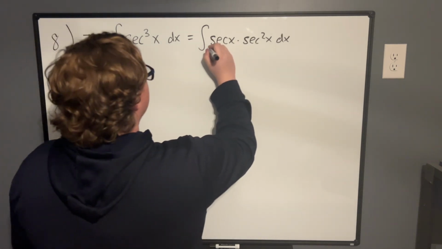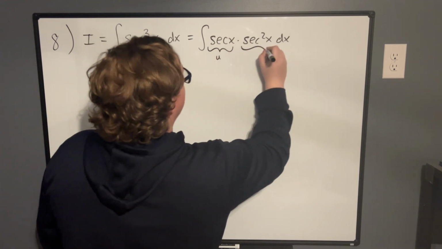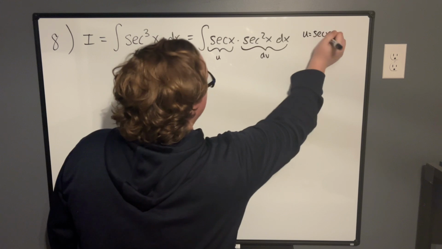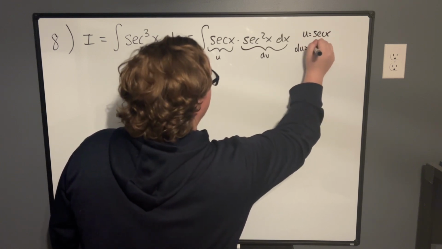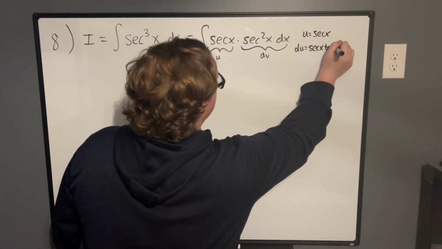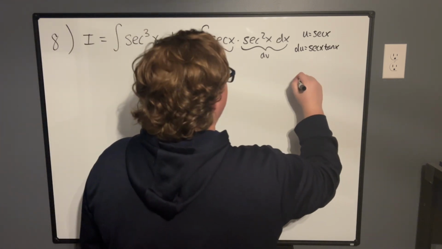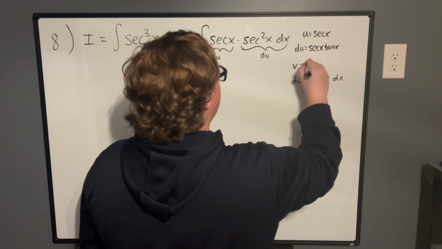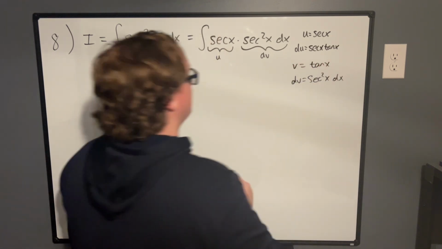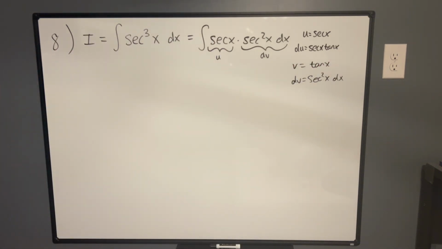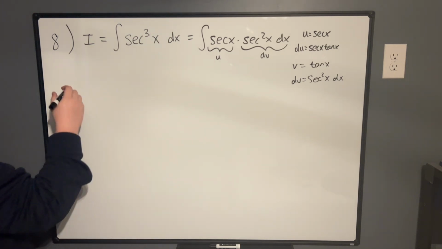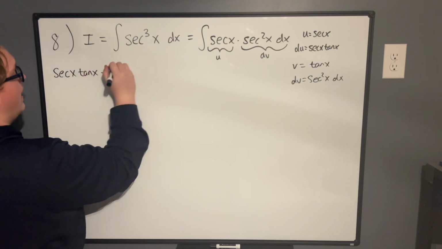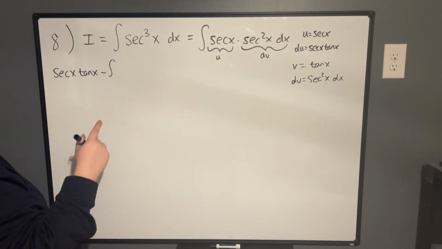So we set this to be our u, we set all of this to be our dv, and we'll set that up. So we're going to say u is equal to secant x, which means that du is secant x tangent x. And then we're going to say that dv is equal to secant squared x dx, which means that v is equal to just tangent x. So we're going to do our integration by parts formula. So uv is going to be secant x tan x minus the integral of v times du.